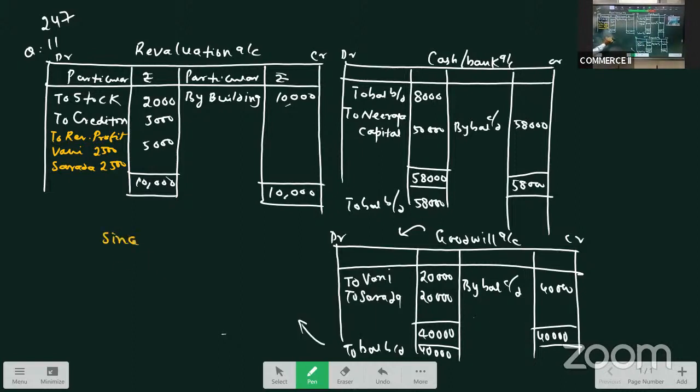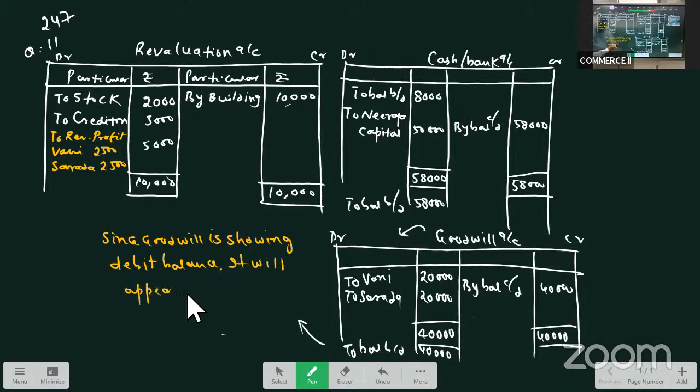Since goodwill is showing a debit balance, it will appear in the balance sheet on the asset side. Okay, this is it. Let us move to our partners capital account.